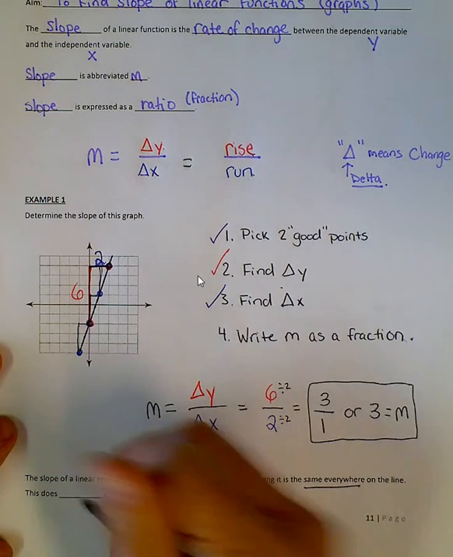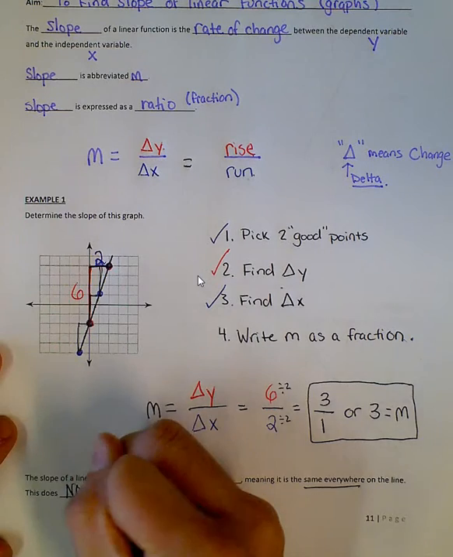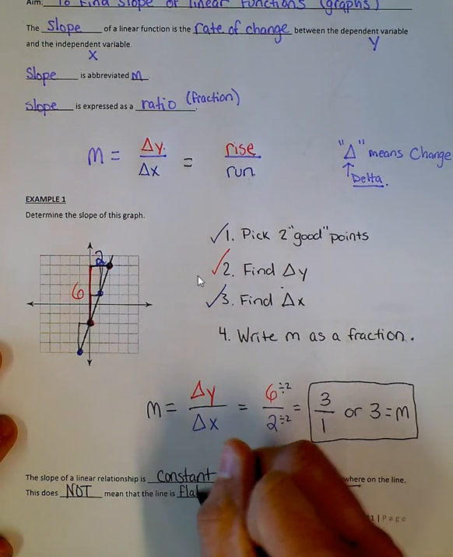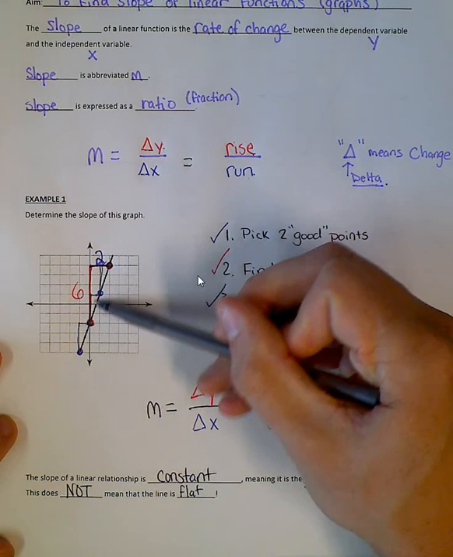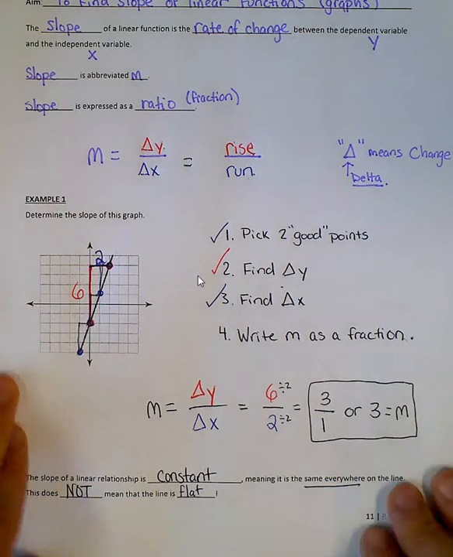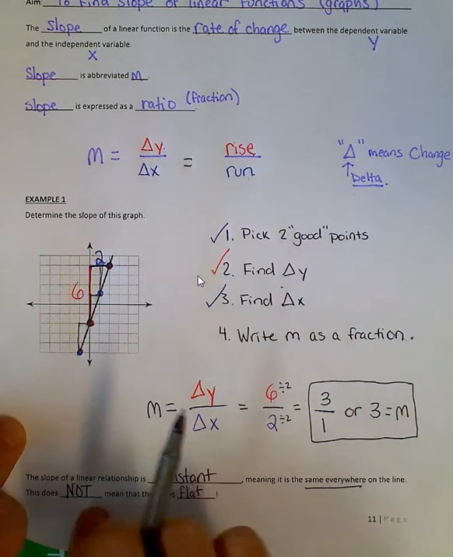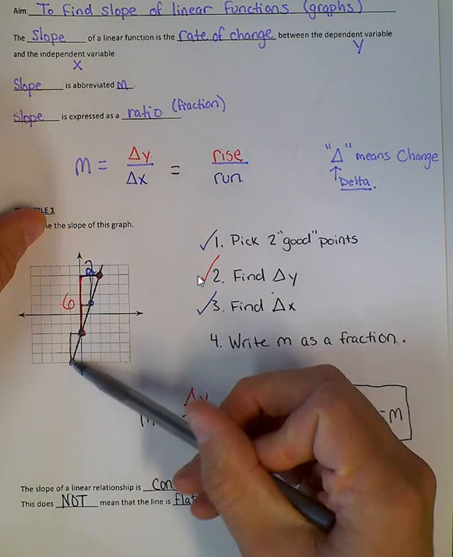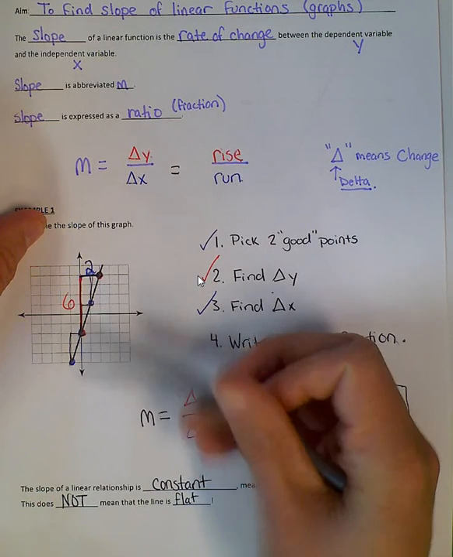Using the word constant does not mean that the line is flat. In fact, if we look at example 1, we notice this is not a flat line, it's moving upwards. Important to note: when lines are increasing, or moving up, our slope is positive.